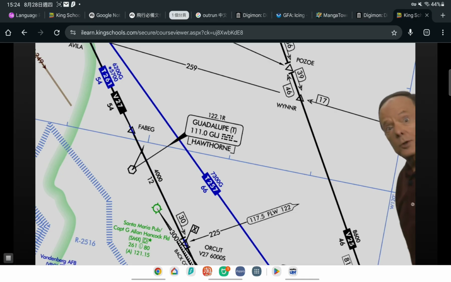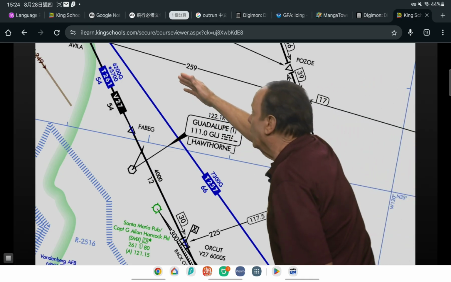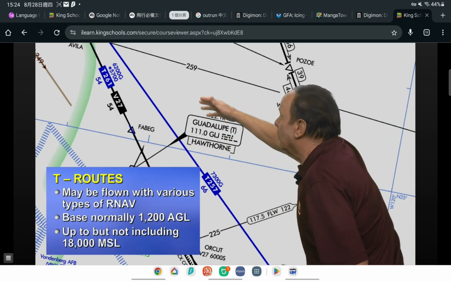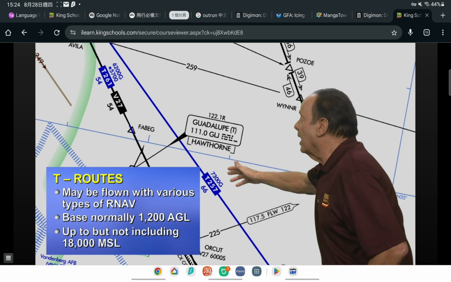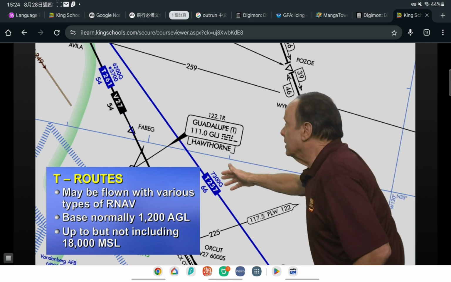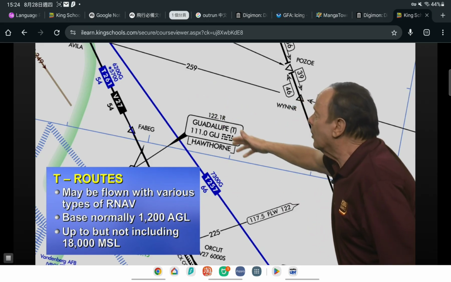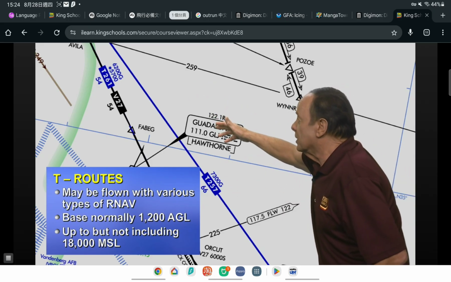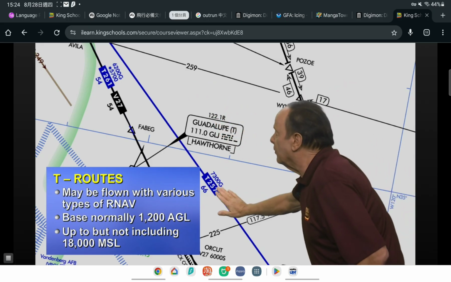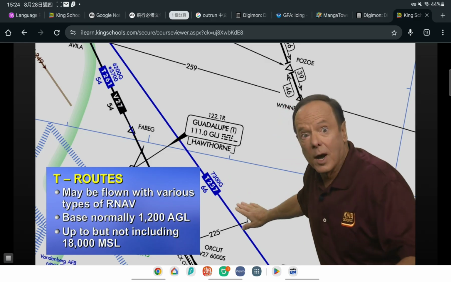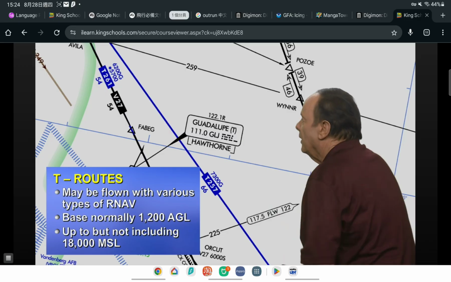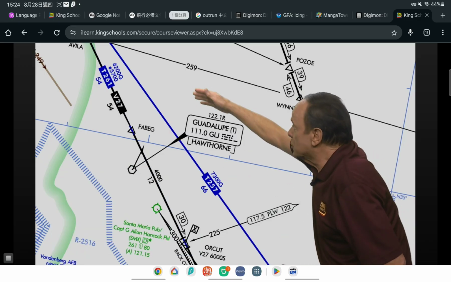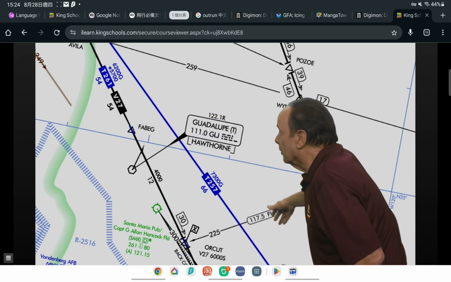Now, there are also low-altitude RNAV airways called T routes or Tango routes, and these must be flown with RNAV equipment, which normally means GPS for general aviation airplanes, and they exist at the same altitudes as Victor Airways, with a base normally of 1,200 feet above ground level, and T routes extend up to, but do not include, 18,000 feet. Now, here is how T routes are shown on an IFR low altitude Enroute chart.